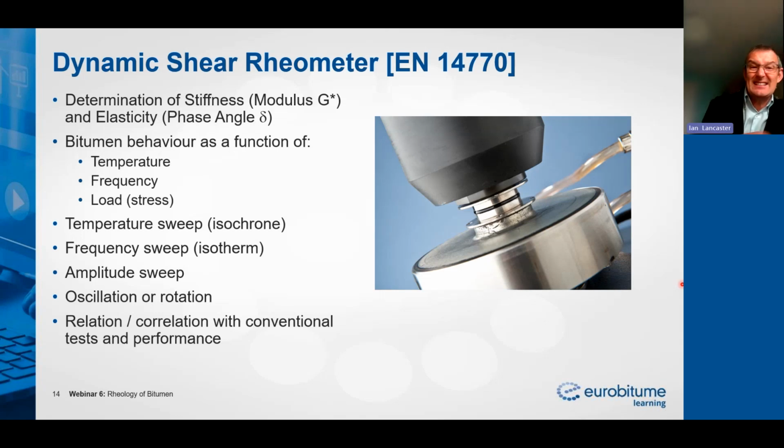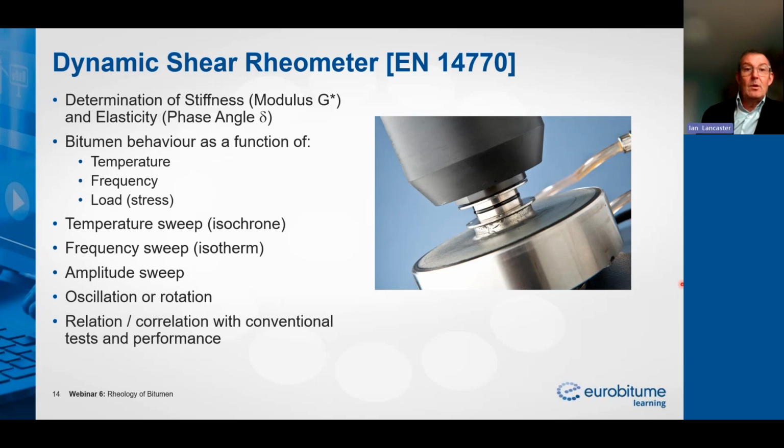What do we test in the dynamic shear rheometer? Well, effectively, we measure complex shear modulus G star and the phase angle. Now, there's a big black box associated with dynamic shear rheometers that will calculate all the other properties out of that. But typically, this is what we measure. And then we can measure our bitumen behavior as a function of temperature, frequency, or of load. And we will typically do 2 types of tests. These are the most common.